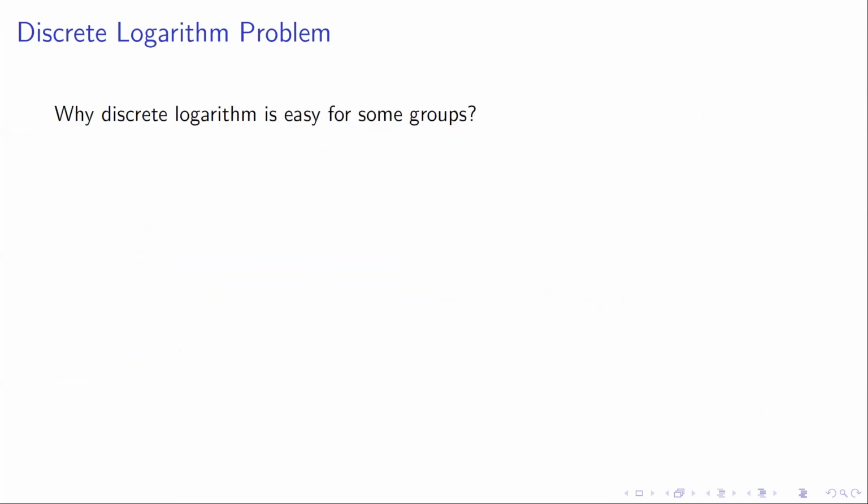So now let's go back to the main problem. Why is the discrete logarithm problem easy for some groups? Is there any specific reason, or is it just the additive group modulo n? Why are some groups easy? Why are some groups hard?